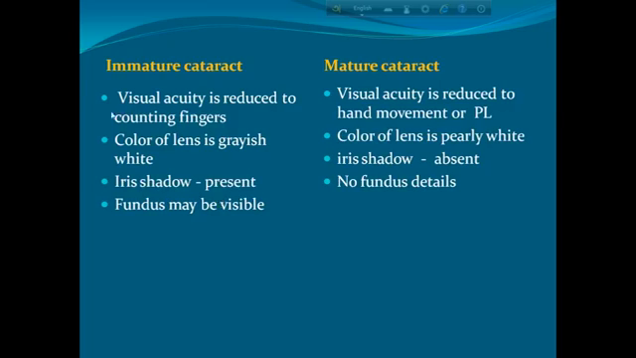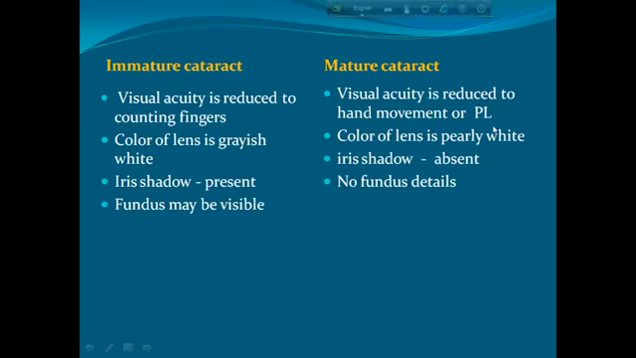And these are the findings of immature cataract. In immature cataract, visual acuity is reduced to counting fingers, the color of the lens is grayish white, iris shadow is present, and fundal glow is present. Fundal glow is usually seen with a special instrument known as an ophthalmoscope. The examiner may ask what type of instrument is needed for fundoscopy examination. Your answer is ophthalmoscope.